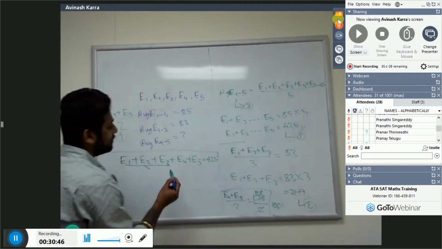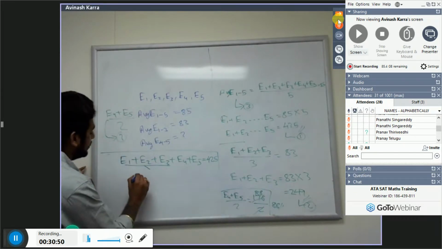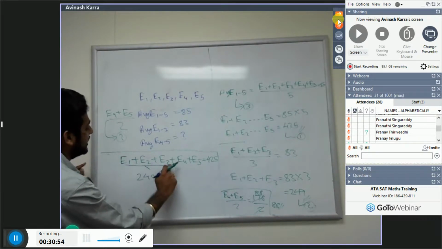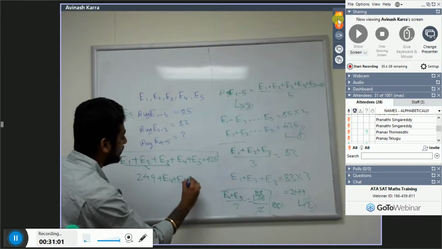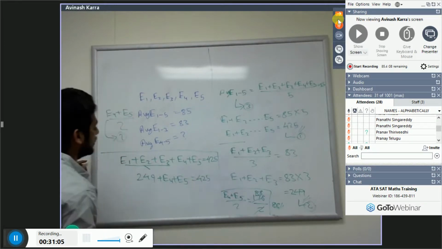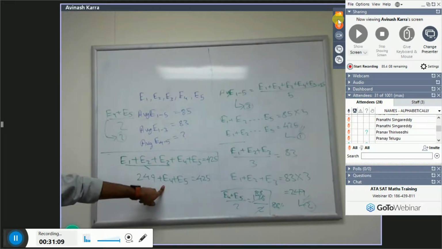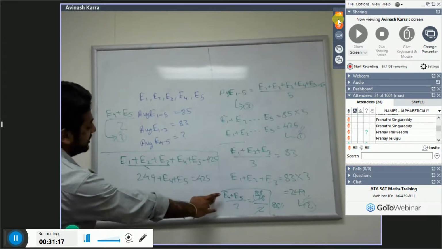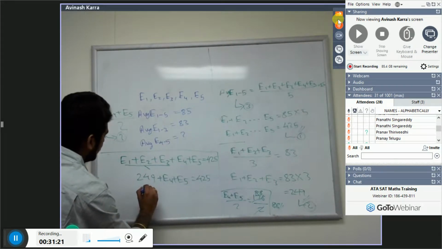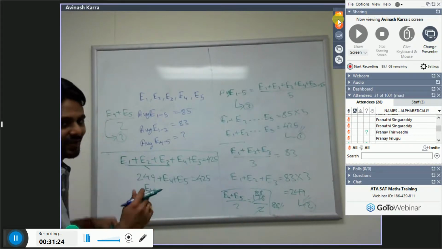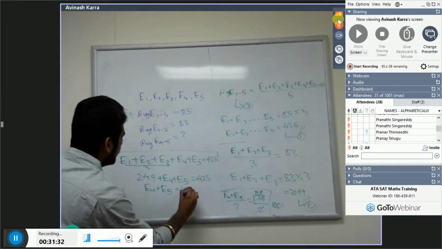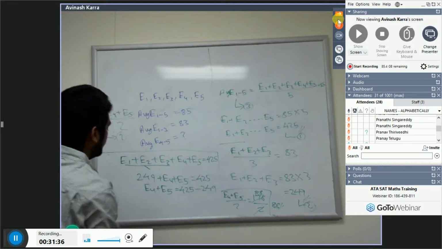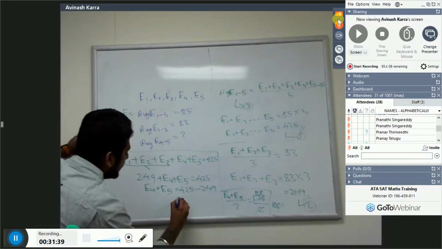Can I substitute 249 instead of this statement till here? Okay. 249 plus E4 plus E5 is equal to 425. What's 249 doing here? It's adding to the equation, right? In the LHS side. When I move 249 from LHS to the RHS, what happens? You subtract it from both sides. Yeah. E4 plus E5 is equal to 425 minus 249, right? So when I simplify it, what do I get?